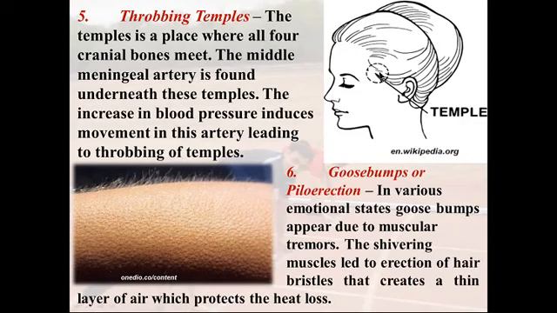The most important artery that supplies blood to the outer part of your brain, that is the skin, muscles and bone, is known as the meningeal artery, which is found just behind the temples in the internal part. As I told you, the blood pressure increases and heart rate increases. So due to the increase in blood pressure, a larger vibratory movement is induced in this artery, leading to throbbing of temples.